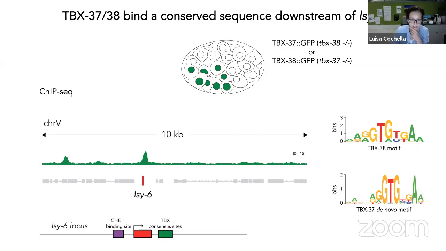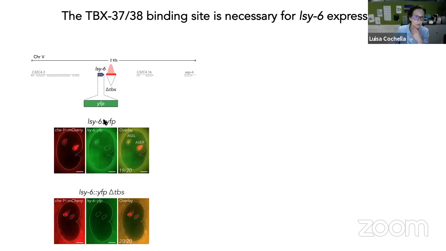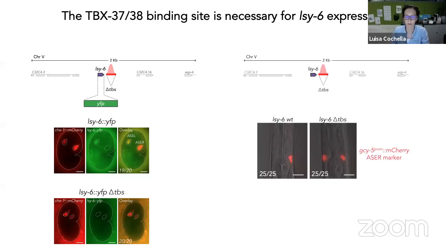Now, is it functional? Is this the site through which the T-box factors exert their function? I told you these factors are necessary for LAUSE6 expression. So what we decided to do was to go to the LAUSE6 locus, and using CRISPR-Cas9, we engineered a YFP, and we see expression of YFP in one neuron, which is the left ASE neuron. But on top of that, we engineered a small deletion. This is a deletion of 150 base pairs that takes out the sequence in which we find this TBX binding site, this peak of TBX binding. And when we do that, we completely lose expression of YFP, suggesting that much like TBX3738 are necessary, this binding site is necessary, and therefore this is where their function is exerted.